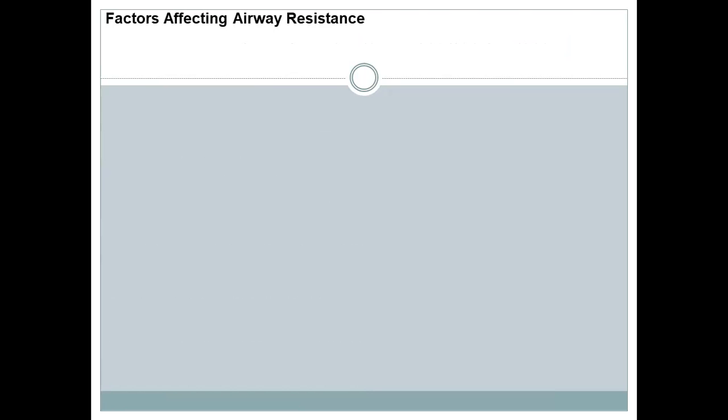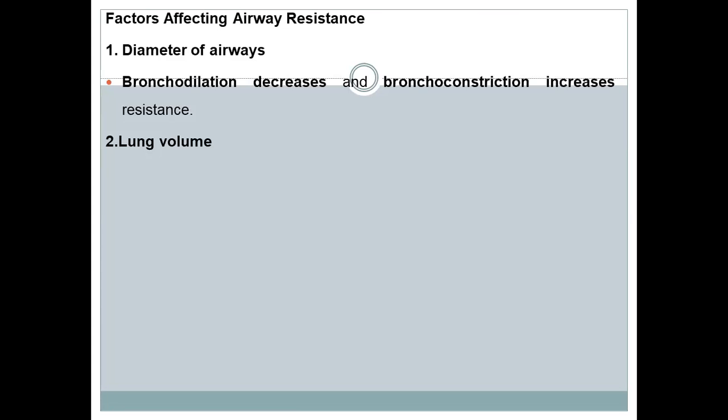Now let us come to the factors affecting airway resistance. Of course, the first and most important factor is the diameter of the airways. The second important factor is the volume of the lung. Bronchodilation will decrease the resistance, whereas constriction of the bronchi increases the resistance. So definitely, across the 23 generations of airways, you have to maintain the diameter. If any disorder changes the diameter, that will change the resistance.